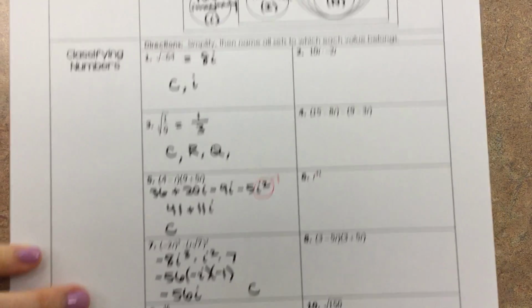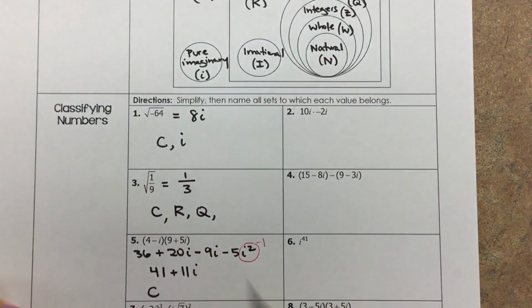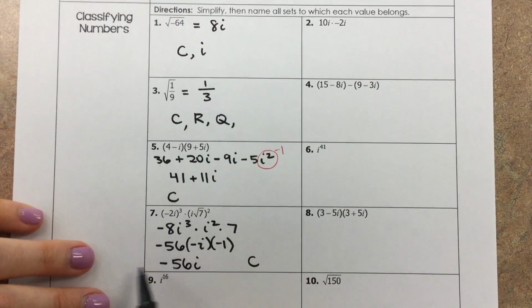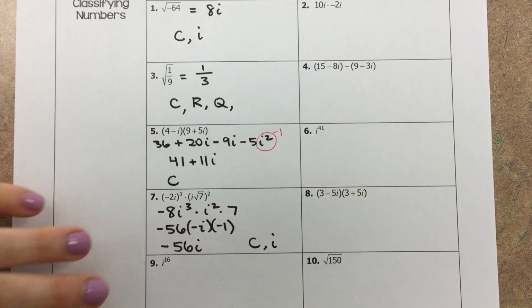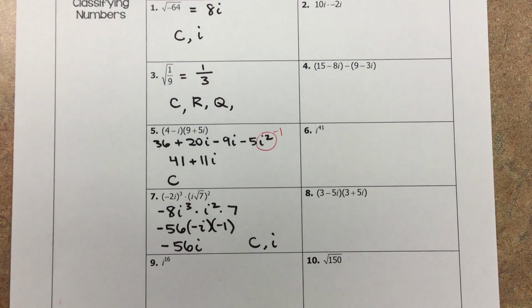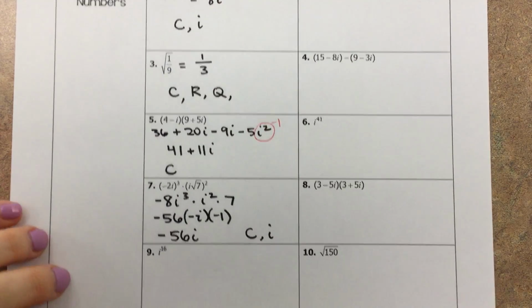Everything's complex. Is it imaginary? Is it real? This one is imaginary because it doesn't have a real part here, the way that this one had the 41. So this is complex and imaginary, and then you stop there. If it's imaginary, it's not real, so it can't have any of those subcategories.